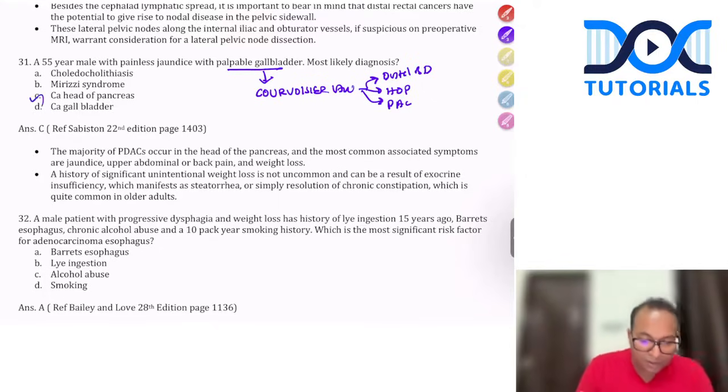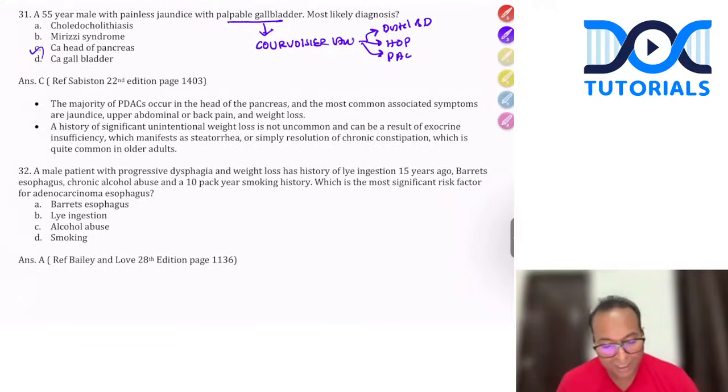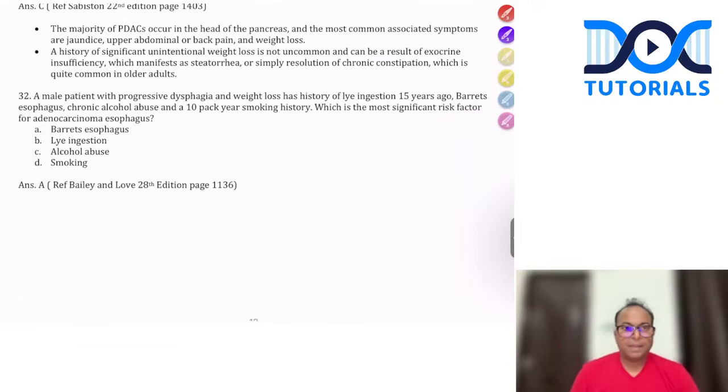So yes, carcinoma head of pancreas may have pain, especially back pain, but what to do? There is no other better option here. Mirizzi syndrome, choledocholithiasis, and cholangitis will all have pain. Only periampullary cancer may not have pain, so it should be the best answer. Therefore go for carcinoma head of pancreas, which was there in this choice.